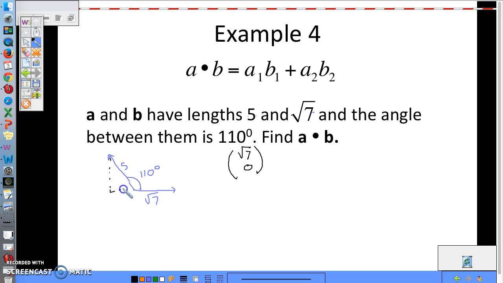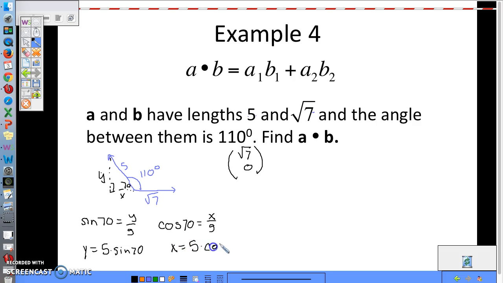Let's make it into a right triangle. X, y. What would be inside here would be 70. And we could use some trig functions here to find it. Opposite over hypotenuse, our sine. So our sine of 70 equals y over 5. Now how about x? That would be cosine. So our cosine of 70 is adjacent over hypotenuse. So y equals 5 times the sine of 70, and x equals 5 times the cosine of 70.